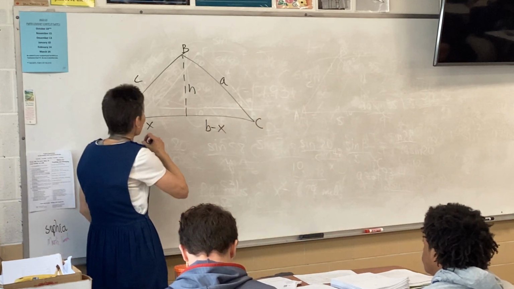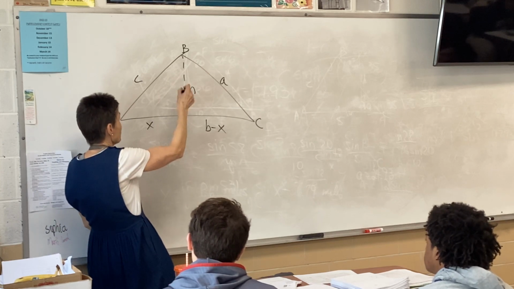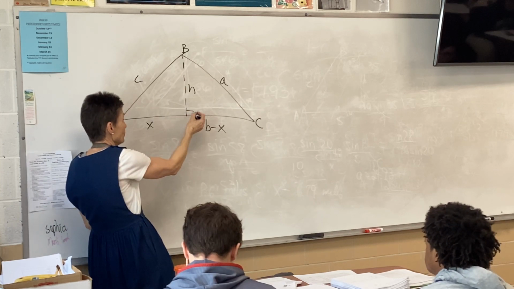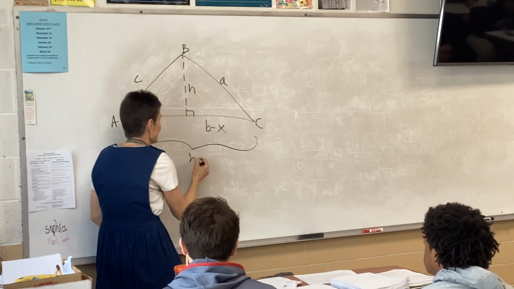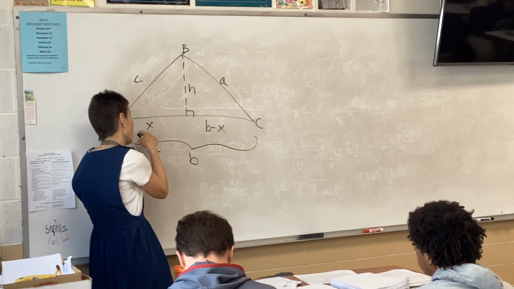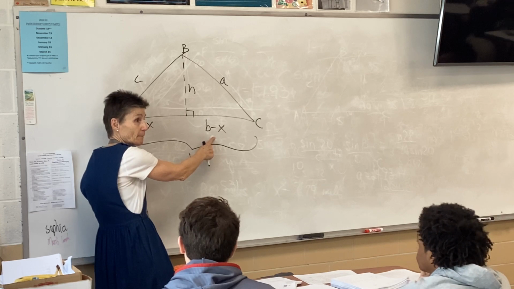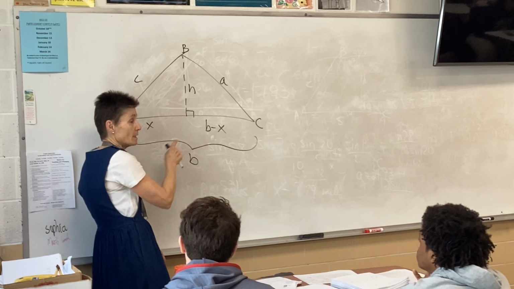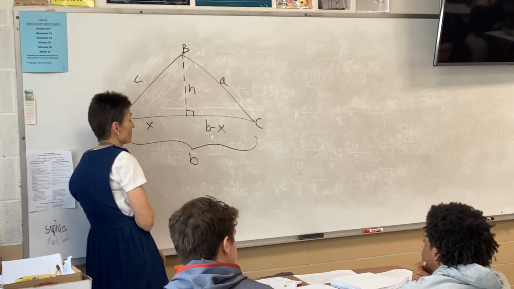Well, I got my random triangle here. Does everybody understand the situation? I dropped an altitude, and that has split side b into two pieces. I'll call this piece x, so this piece is b minus x. That makes sense to you? They're not necessarily equal, but they add up to b.